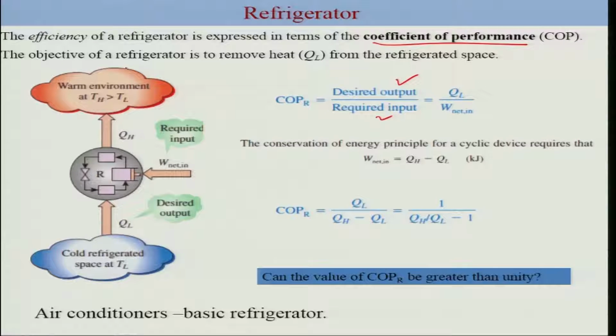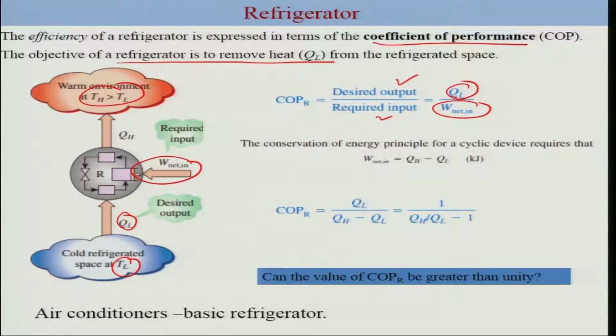But the objective of the refrigerator is different from that of a heat engine. Here the objective is to remove heat from the cold refrigerated space, which is at a specific temperature TL. So essentially, what is the desired output? The desired output is QL, and work is needed in order to remove this, that means to transfer the heat from a low temperature TL to a high, warm temperature. So the required input is your W net in. So that would be the coefficient of performance for R, the efficiency as far as the refrigerator is concerned.